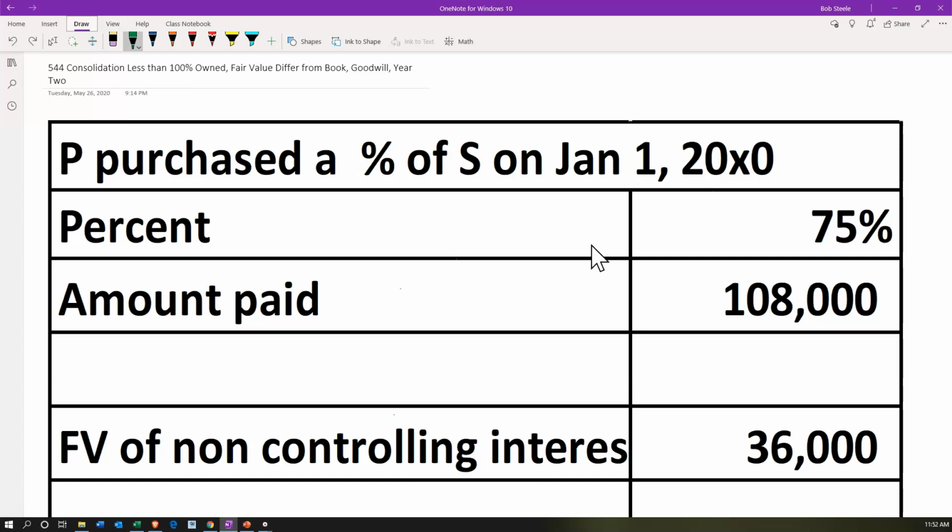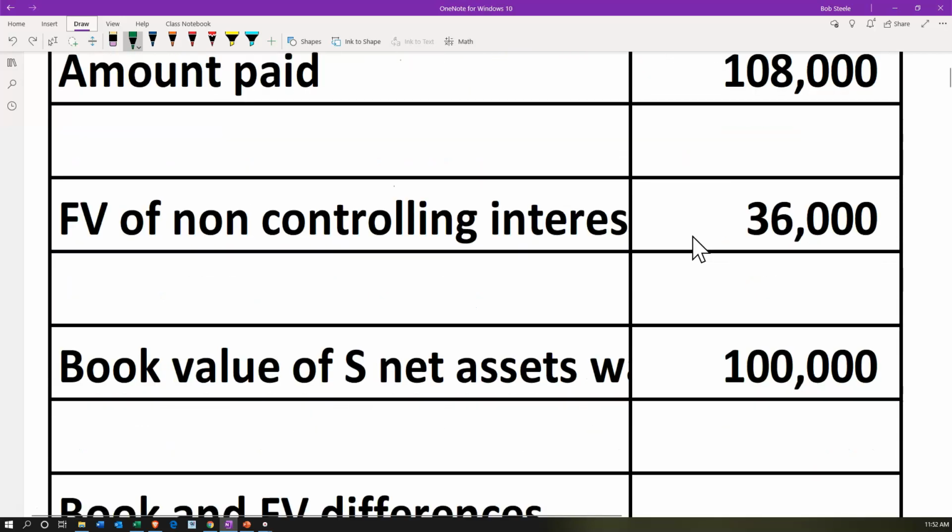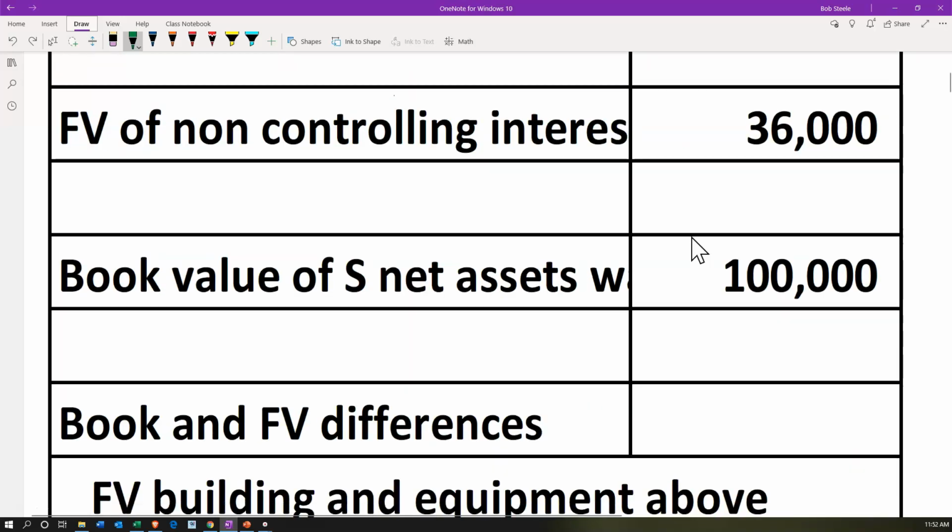We have P purchased a percentage of S on January 1st, 20X0. So the actual purchase took place on January 1st, 20X0. P is going to be the parent. S will be the subsidiary. The interest purchased is 75%. Therefore, the controlling interest is 75, non-controlling 25. The amount that was paid was $108,000. The fair value of the non-controlling interest is $36,000.